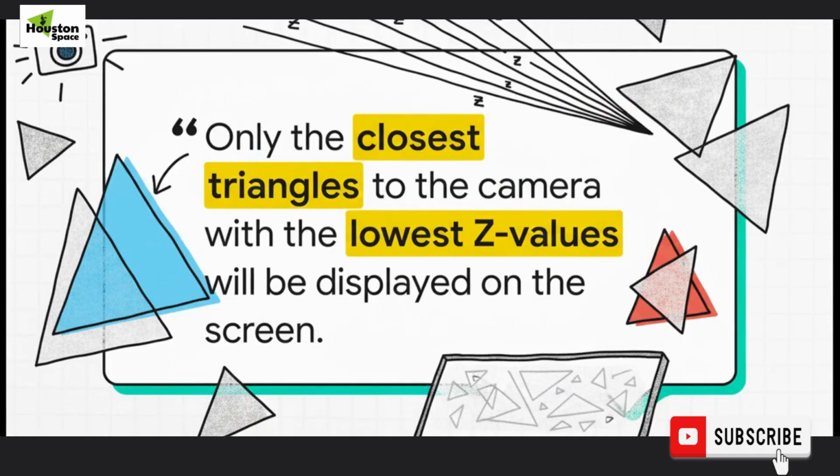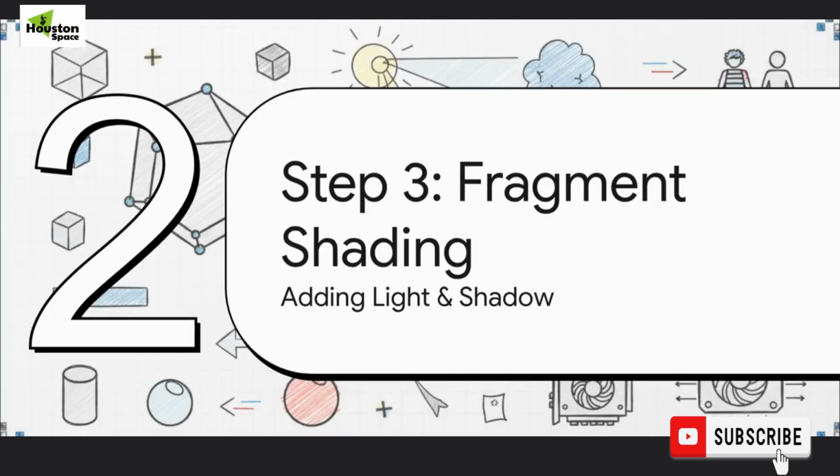This simple depth check is what makes sure the world looks right. It's a bit of a brute force approach, but man, is it effective. It guarantees that things in front correctly hide the things that are behind them, just like in the real world. So at this point, we have a perfectly layered image, but it's still looking pretty flat and lifeless.